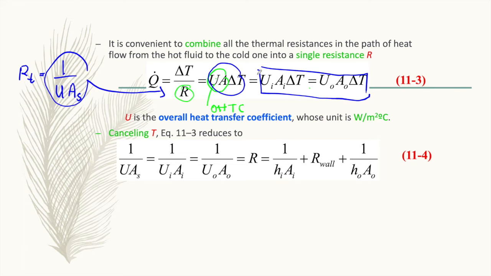Because we know that if we are talking about the R total, we are calculating the overall heat transfer coefficient. Why does this equation only refer to the overall heat transfer coefficient inside of the tubes and the overall heat transfer coefficient for the outer tubes?